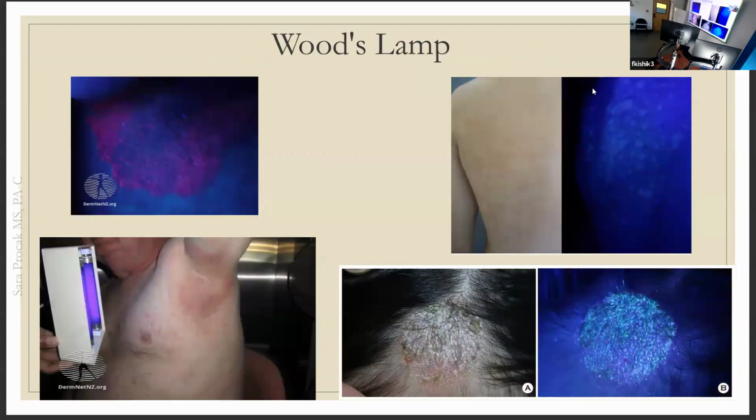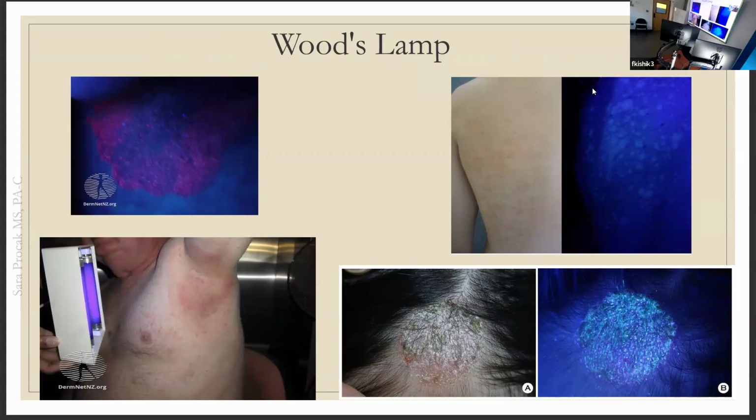Okay, this is your Woods lamp. This is where you're going to be shining that black light onto your patient's skin in a darkened room. With tinea versicolor, it's going to look kind of yellowish. With the Microsporum species, again, it's going to look more green.